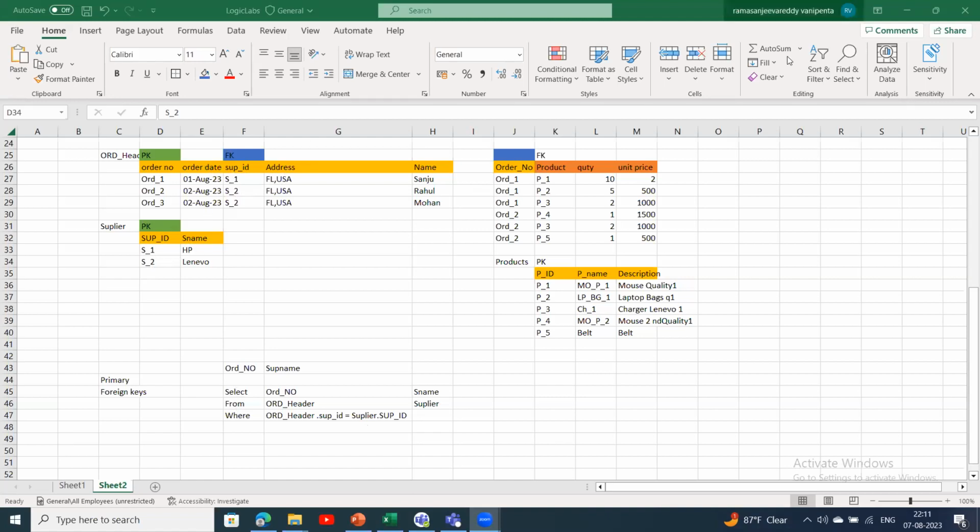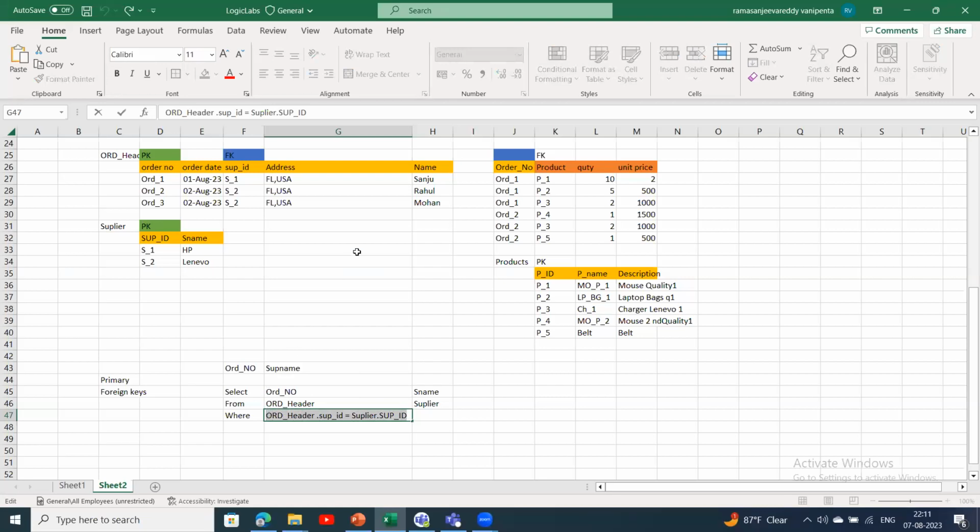Same thing. How does the program know? Guys, since we are human beings, we can understand we are comparing this one with this one. But how does the program know? The program knows only coding. That's the reason I'm writing here this table's supplier ID, I'm comparing with this table's supplier ID. This point.